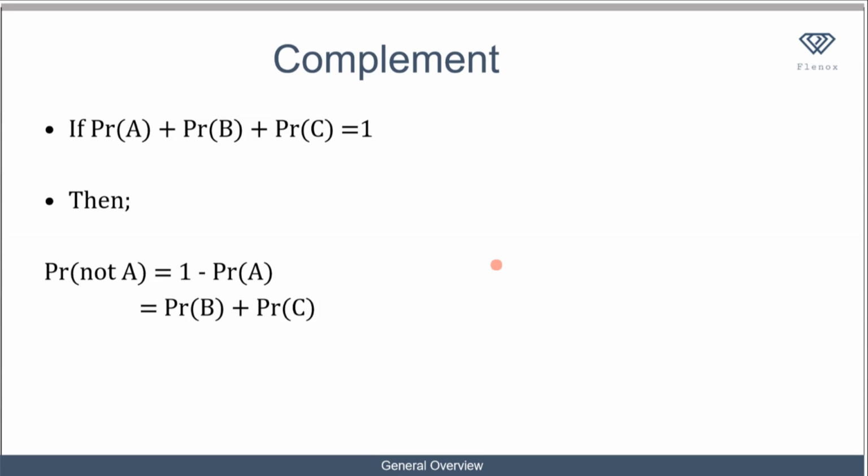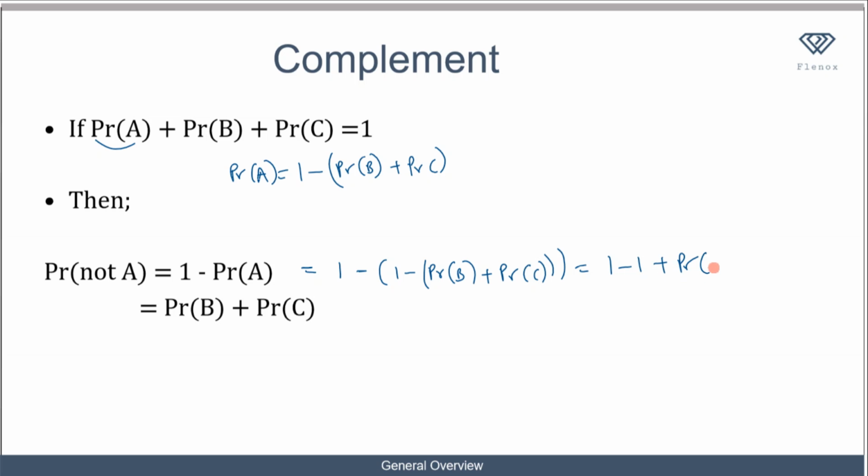So let's move on to the idea of complement. If the probability of A plus the probability of B plus the probability of C is equal to 1, then the probability of not A, which is also defined as the complement of A, is equal to 1 minus the probability of A. If I make the probability of A the subject of the formula, the probability of A is equal to 1 minus the probability of B plus the probability of C. Substituting this, I have 1 minus the bracket of the probability of B plus the probability of C. And that gives me 1 minus 1, plus the probability of B plus the probability of C, so this cancels this and I am left with this.